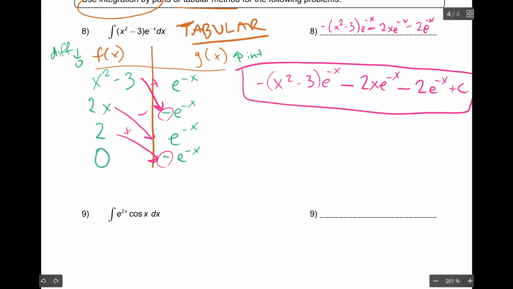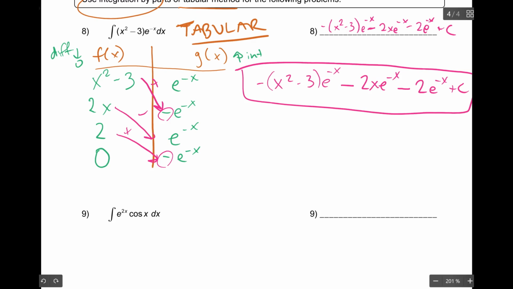So that's where the tabular method comes from. If you're going to have to go over and over again, save yourself some time, especially if you can see it's going to happen, like this next one, e to the 2x cosine x. You can take out the e to the negative x, right? Yeah, you could. You could take out negative e to the negative x.